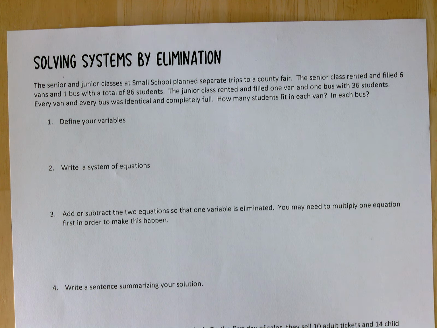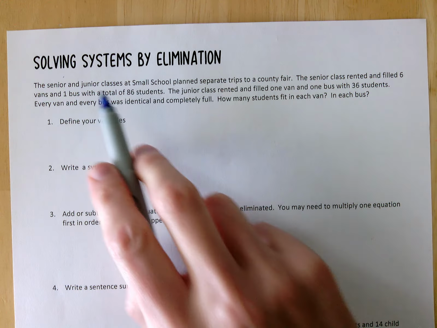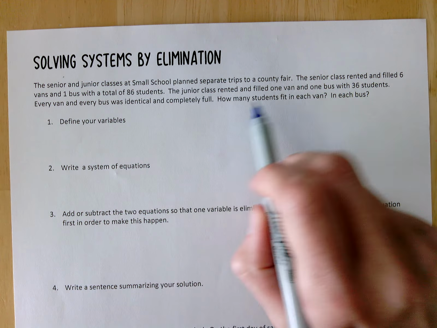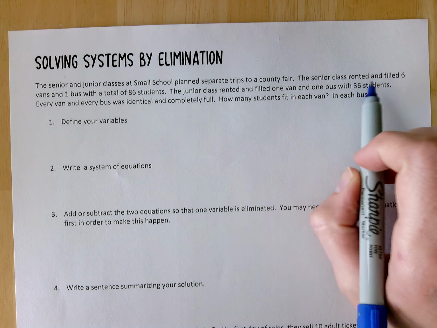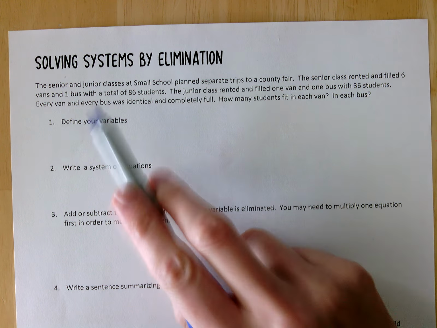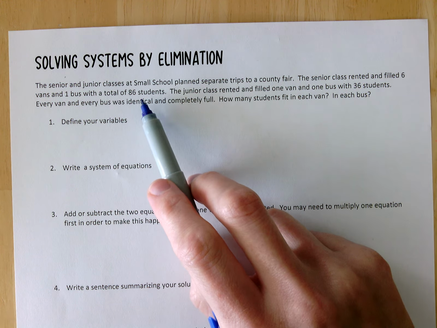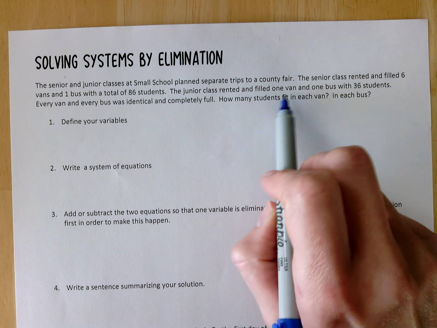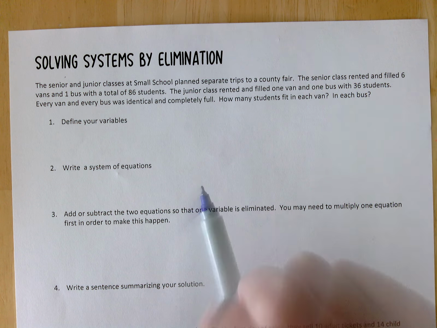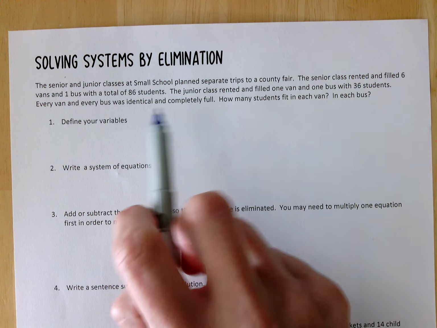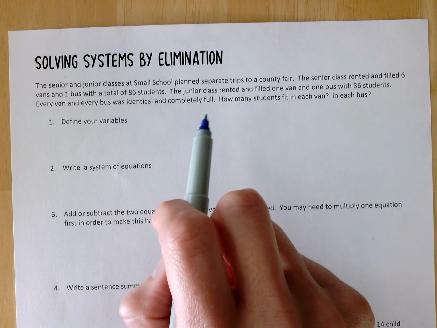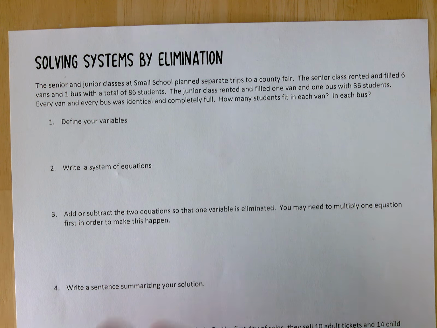All right, so let's take a look at this word problem. The senior and junior classes at a small school planned separate trips to a county fair. The senior class rented and filled 6 vans and 1 bus with a total of 86 students. The junior class filled 1 van and 1 bus with 36 students. Every van and every bus was identical and completely full. We want to know how many students fit in each van and how many fit in each bus.